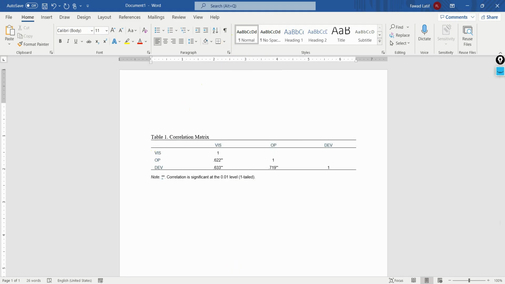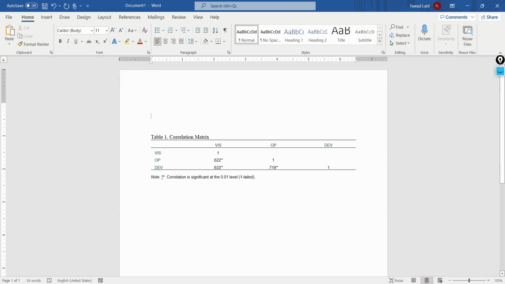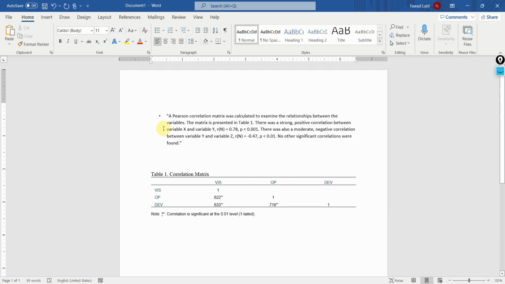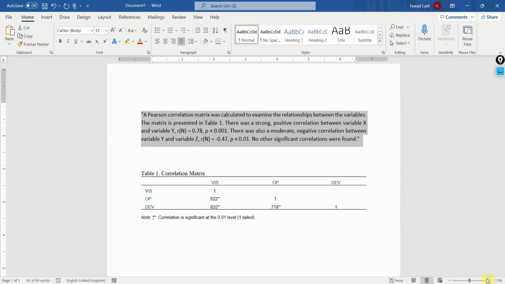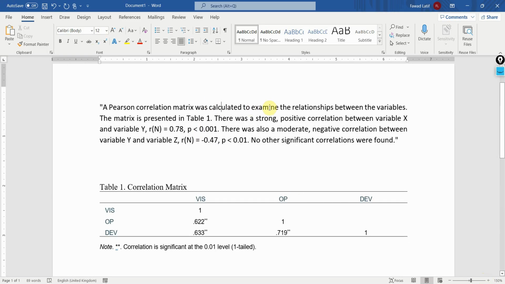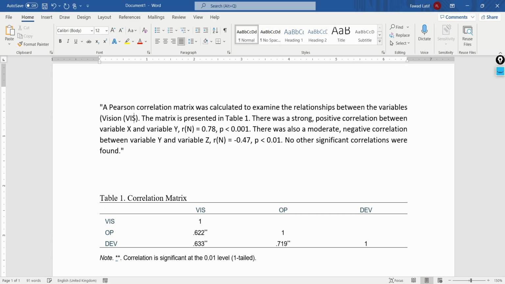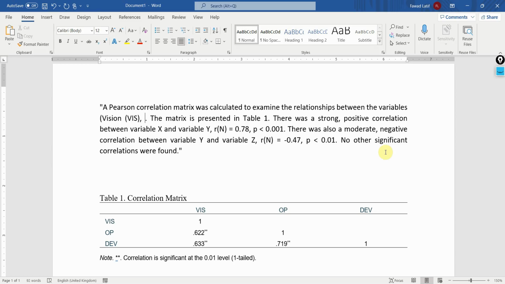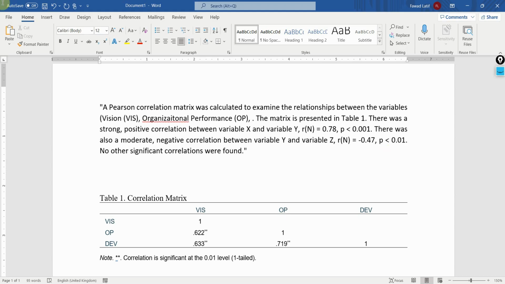Now describe your correlation coefficients. How to do this? I've got an example here. Copy, paste it here. A Pearson correlation matrix was calculated to examine the relationship between variables. Now, which are your variables? Let's put them here. That is vision, VIS, comma, organizational performance. You may change the order, comma, development.